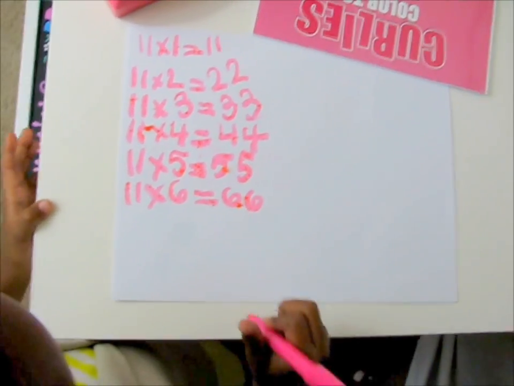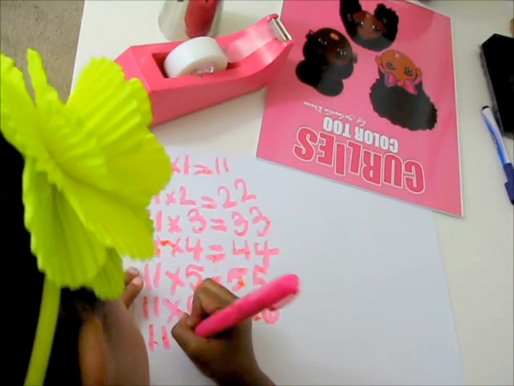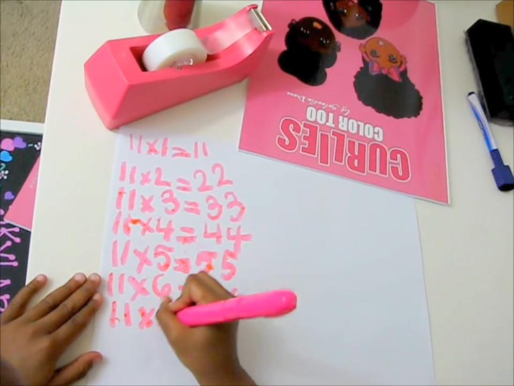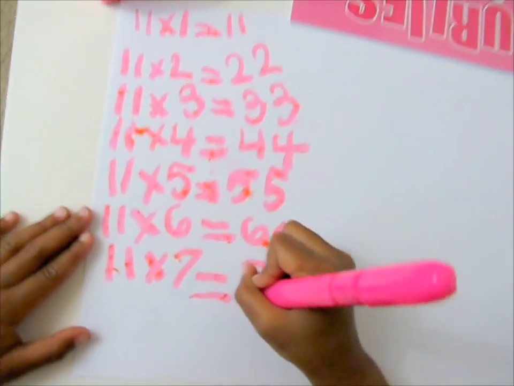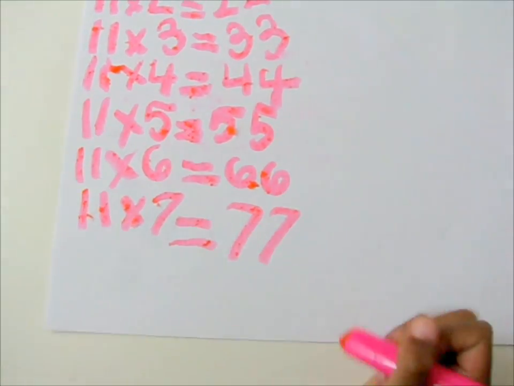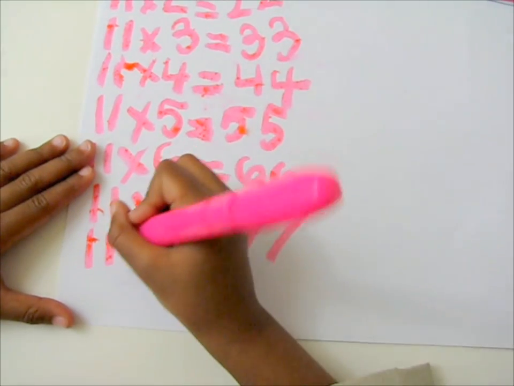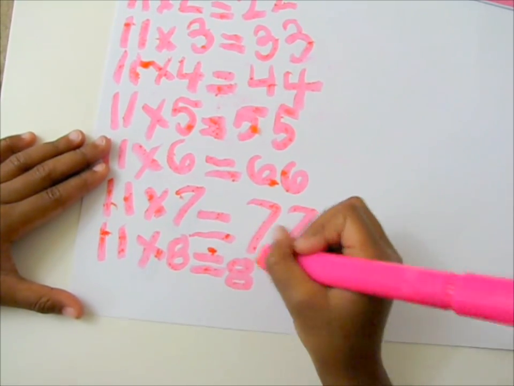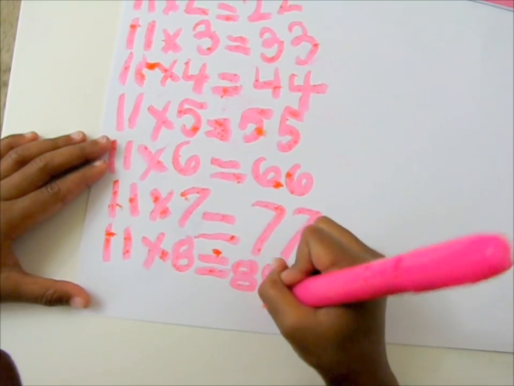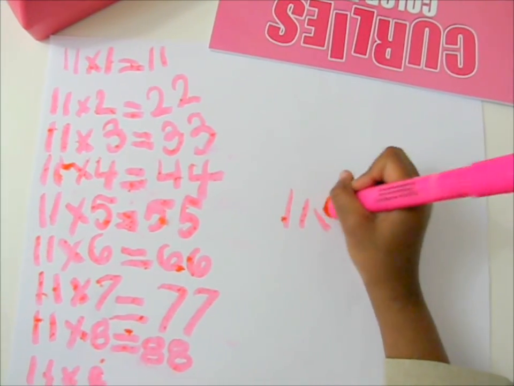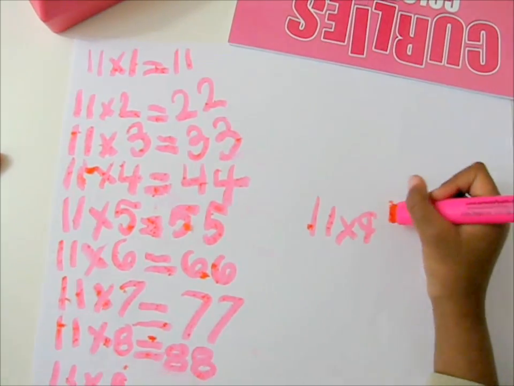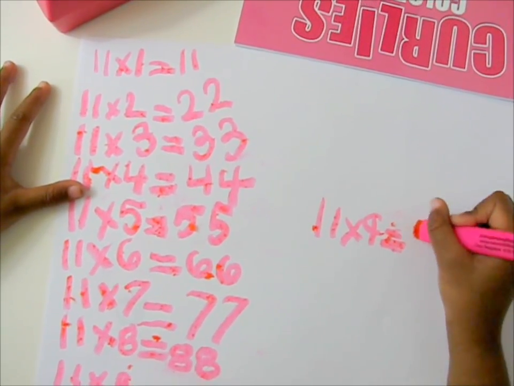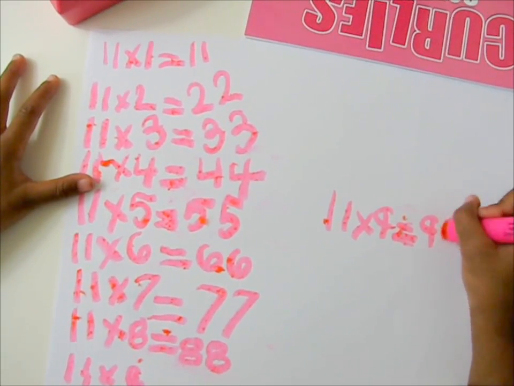You want to keep going? Uh-huh. 11 times 7 equals 77. 11 times 8 equals 88. 11 times 9 equals 99. I hope you learned a lot about multiplying, and being smart is part of your love.